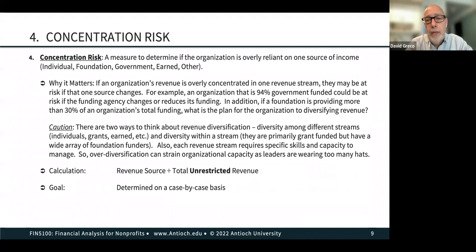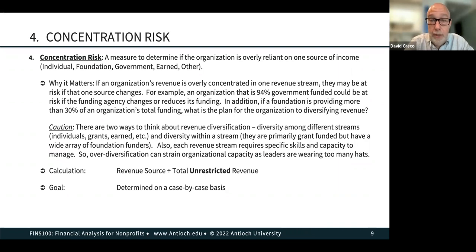Now, a couple other ratios that you'll see, and this is particularly from funders, from foundations, you'll see this a lot, and they call it concentration risk. Is the organization overly dependent on a particular revenue stream? So there are 2 ways to think about this. One is something like, is the organization 95% government funded? Even though they may have a bunch of different government contracts and different agencies, 95% of the funding is coming from government. Is that considered a risk?